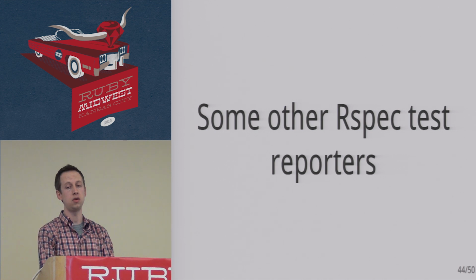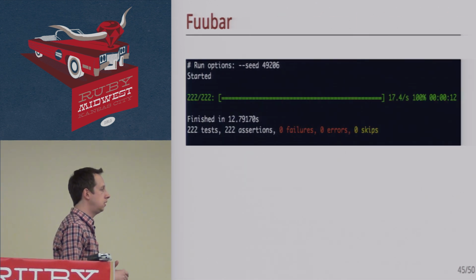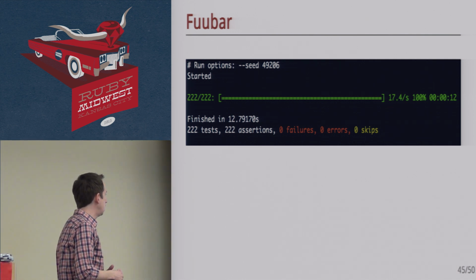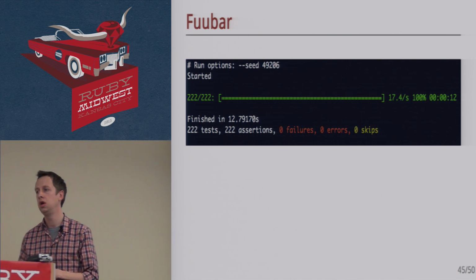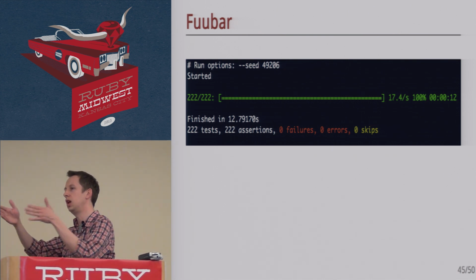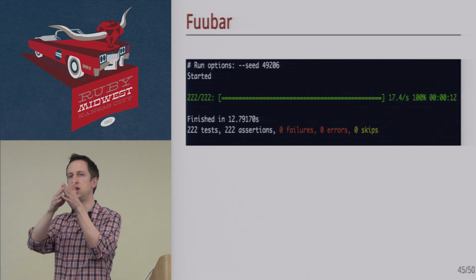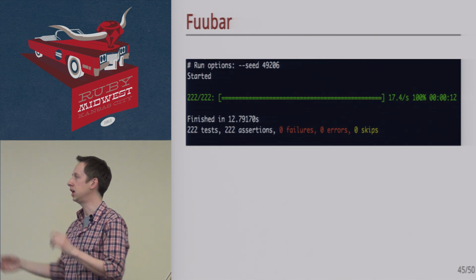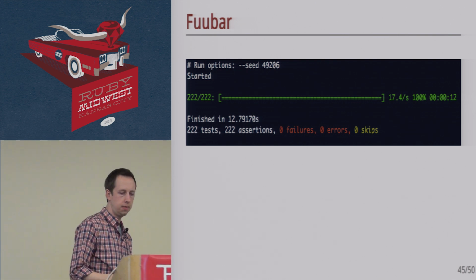All right, so some other RSpec test reporters. There's a little bit more than MiniTest, but not much more. Fuubar is probably one of the more popular ones. It's similar to the one we saw in MiniTest. It's just a nice progress bar. So it gives you a nice sense of where your tests are at and how far they have to go before they finish executing.